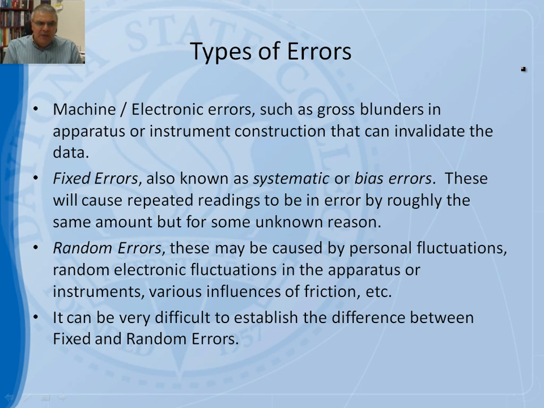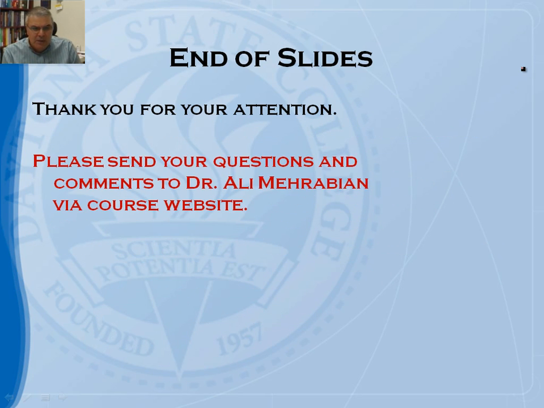And also random errors, again, those are caused by fluctuation. It could be human error. It could be electronic fluctuations. It could be various influences of friction, and so on. And it is very difficult to actually establish the difference between the fixed and random errors unless we can detect the source of the data here.